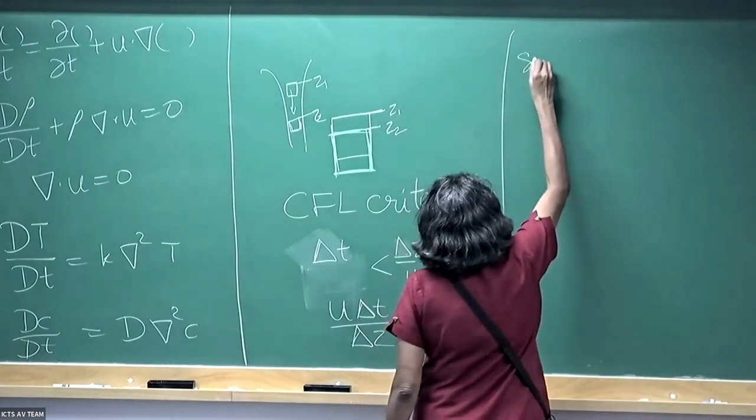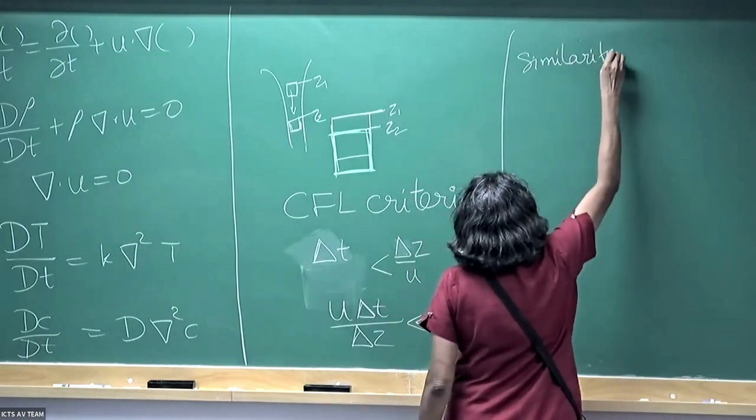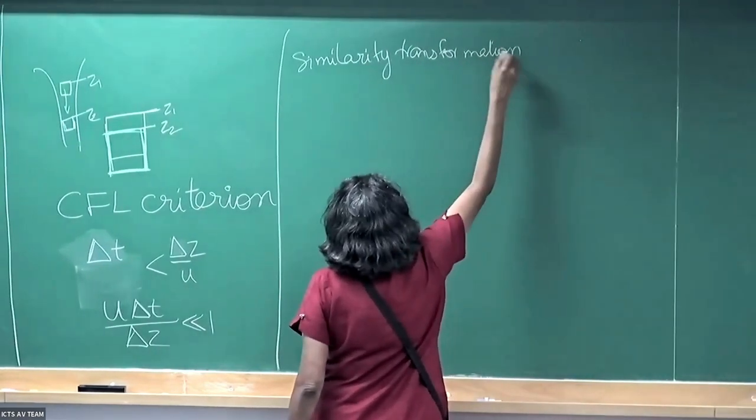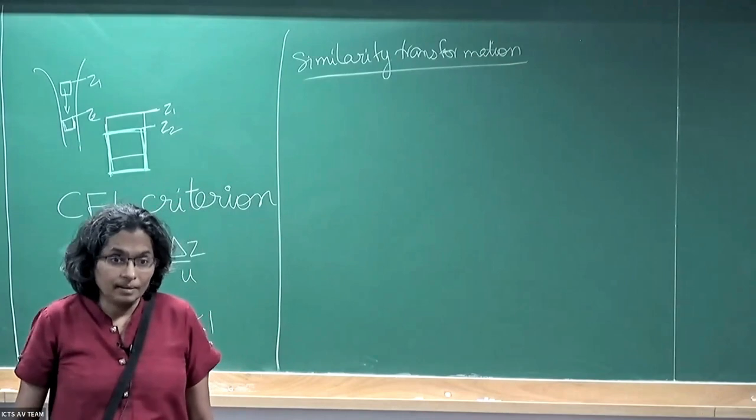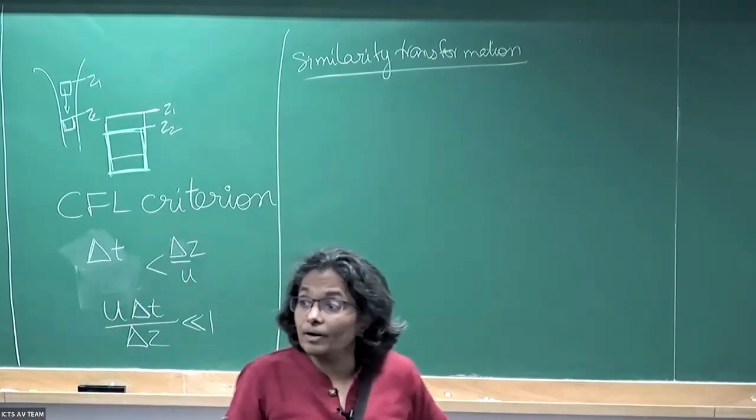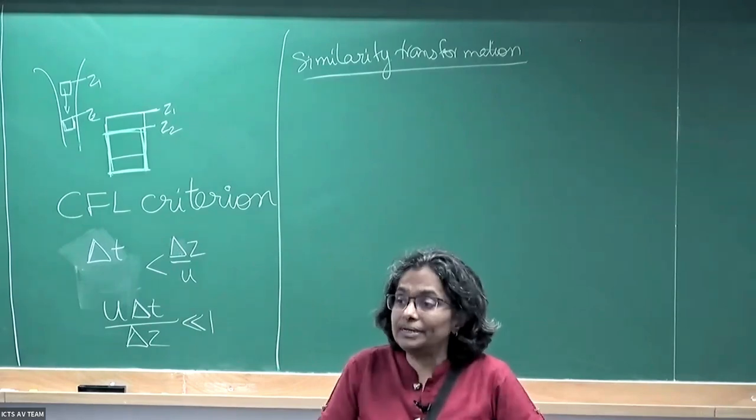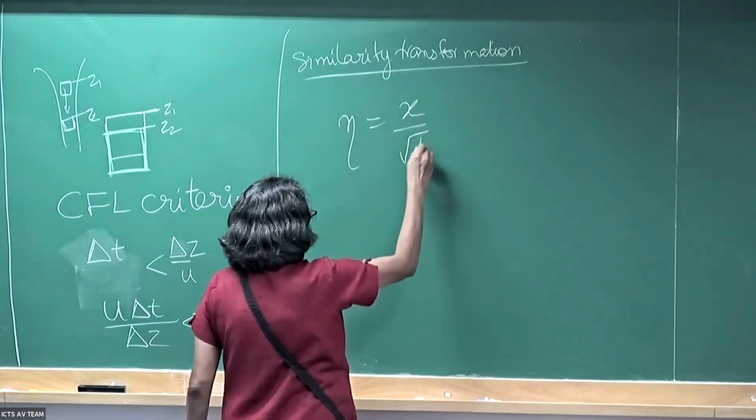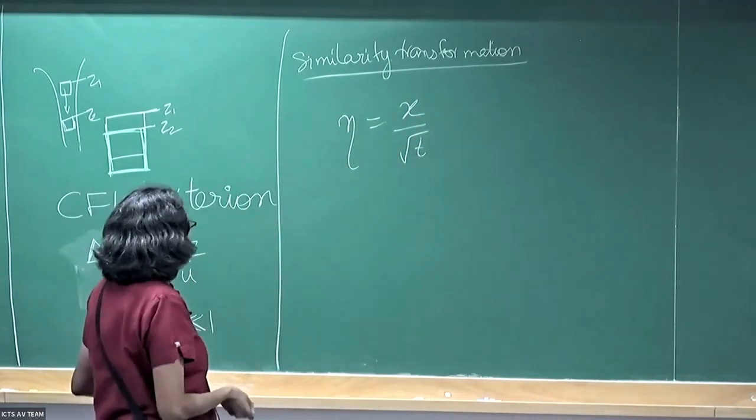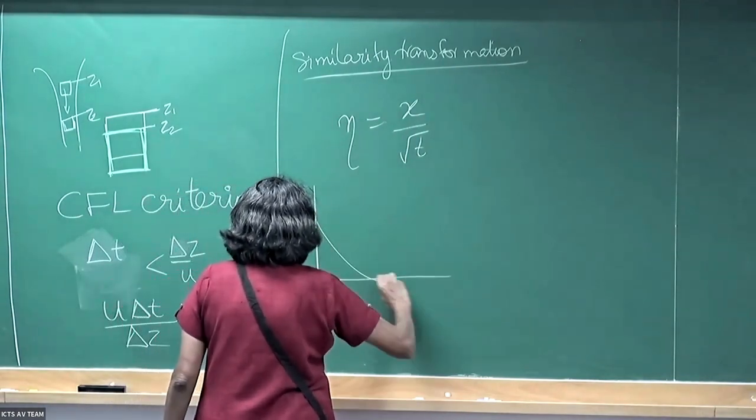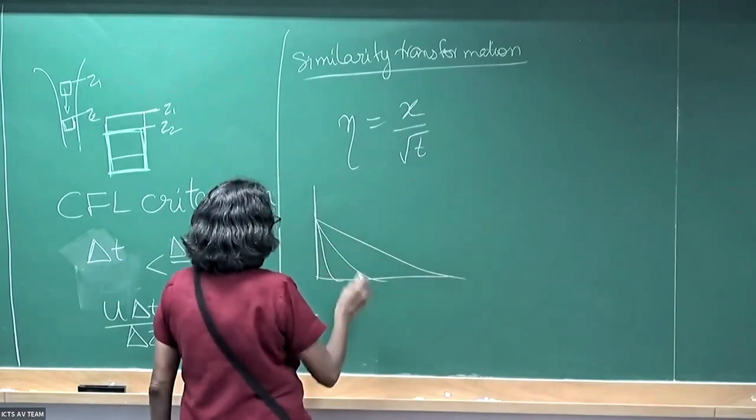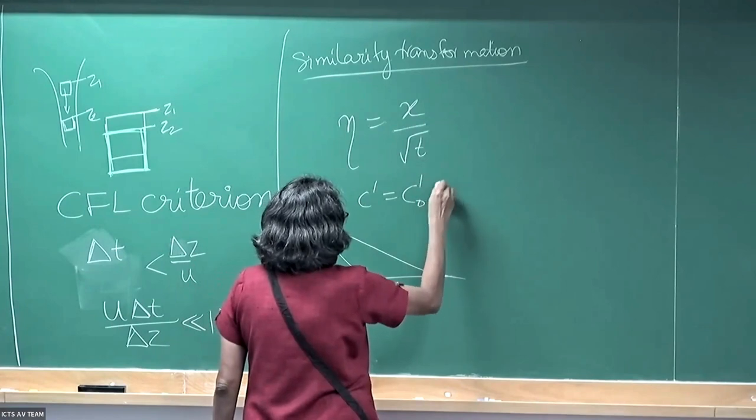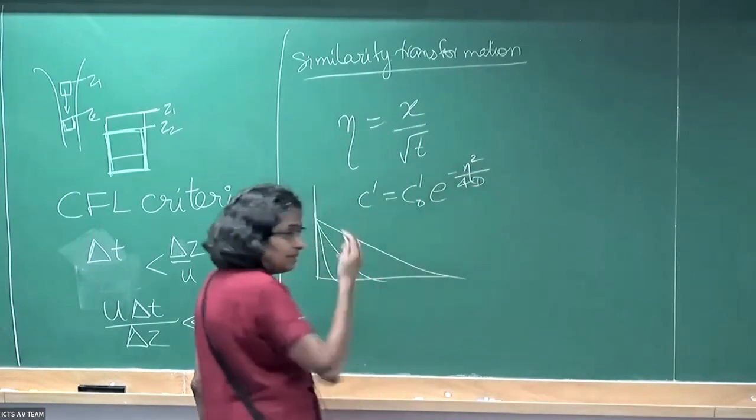the similarity transformation, right? And what did this buy us? Anyone remembers what we did? We transformed the PDE into an ODE by defining a new variable called eta, which we found to be x by root t, or it could be any power of this. And we used this and we got an ODE for the concentration, which we could plot like this. I'll come to that in a minute. So we got dC by d eta is C0 prime e to the minus eta square by 4D or some such thing. Correct?